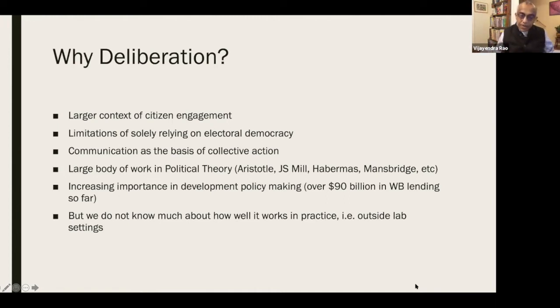But we don't know very much about how well it works in practice, how well deliberation works in practice, outside lab settings. We know how these projects work. There's a fair amount of research on that, but we don't know how people talk and how they arrive at decisions.